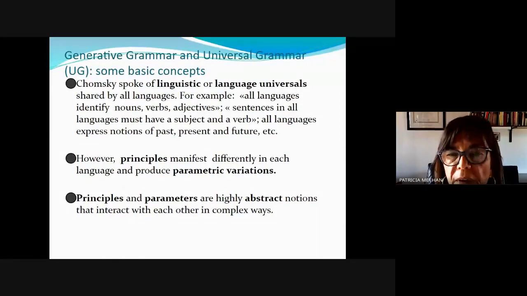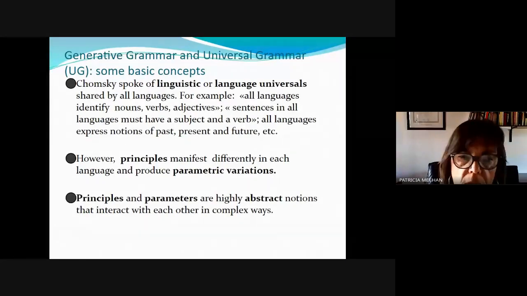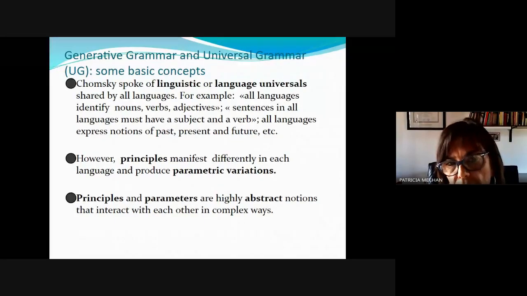The fact that any human language will include reference to nouns, verbs, or adjectives, or as I was saying, objects or persons, actions or states, and ways of attributing qualities to things, is an example of a language universal. But then it says sentences in all languages must have a subject and a verb. This is an example of a language universal that at the same time is a language principle. So the first one I have analyzed is only an example of a language universal, but it's not a language principle. This second one is an example of a language universal that is a language principle.